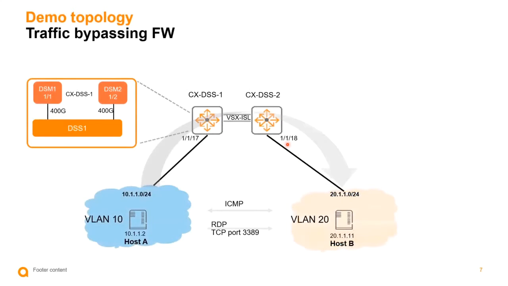So let's go into our demo topology for what's in the lab. What we have is 2 hosts, one on VLAN 10, host A, and a host B on VLAN 20. And in between, we've got a DSS pair, 1 and 2. They're VSX configured. Effectively, what we'll do is run a ping and an RDP between the two, and then we'll apply our policy and redirect our traffic to use the distributed firewall to block those flows.